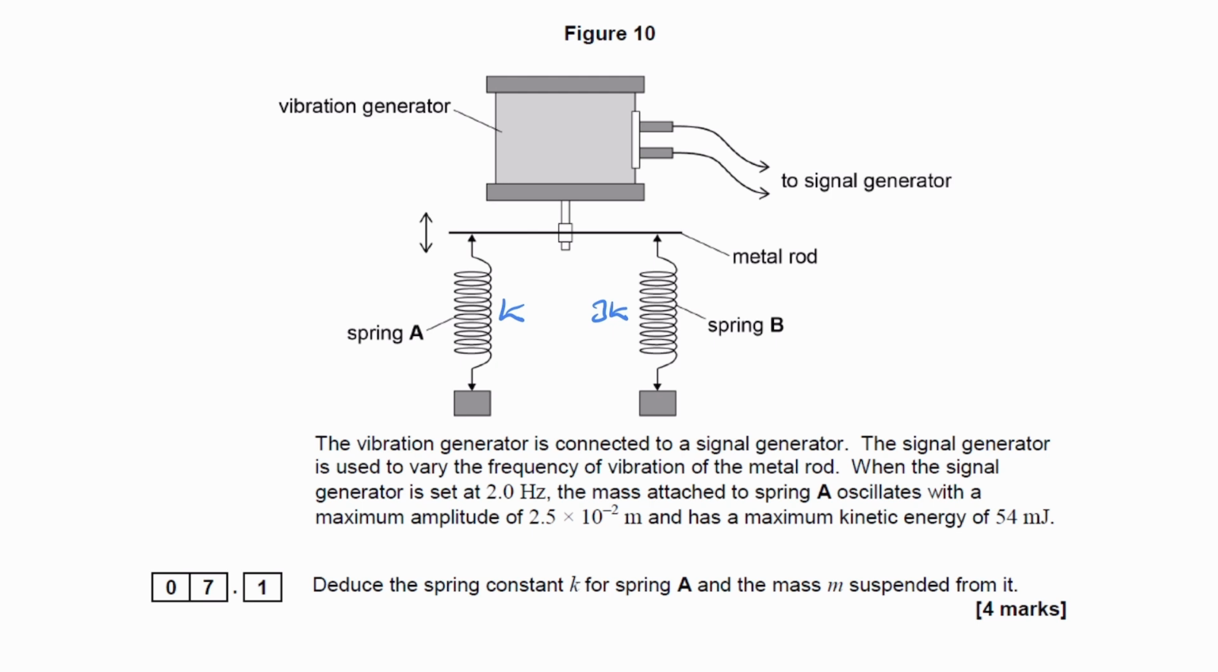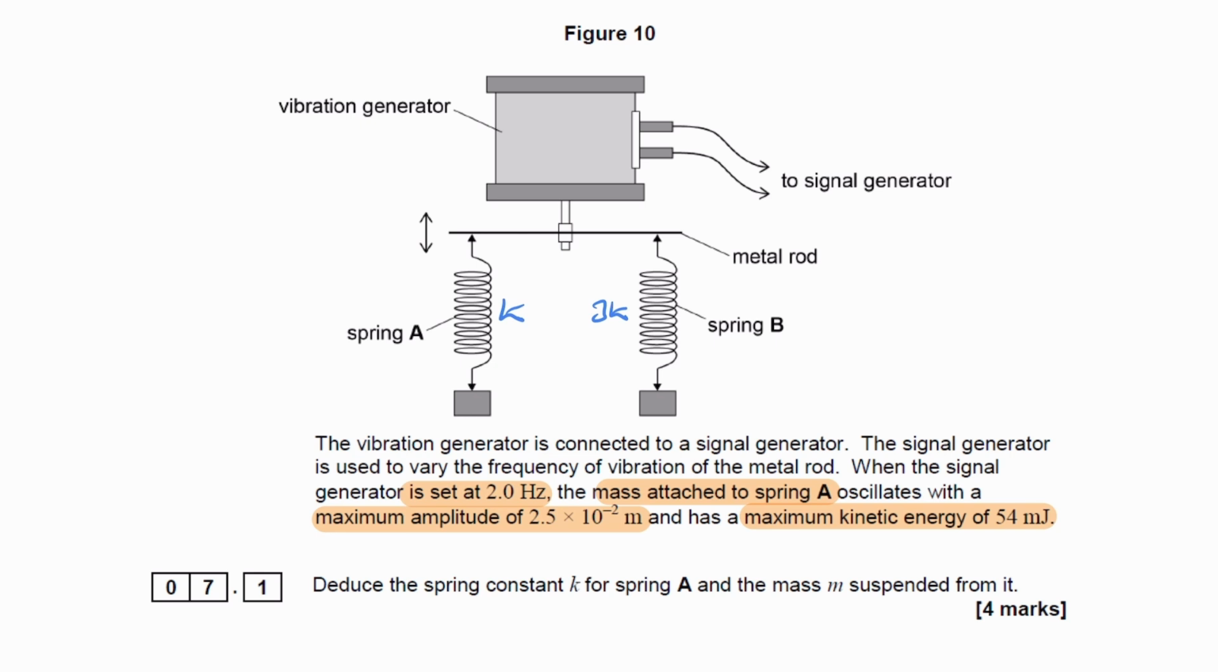When the signal generator is set at 2 Hz, the mass attached to spring A oscillates with a maximum amplitude of 2.5 times 10 to the minus 2 and has a maximum kinetic energy of 54 millijoules. So the fact that it's oscillating at a maximum amplitude means that the mass spring system A is resonating. So this frequency that we're applying, the 2 Hz, is the resonant frequency. Something resonates when the driving frequency is equal to the natural frequency of the system. So 2 Hz would be the natural frequency of mass spring system A.